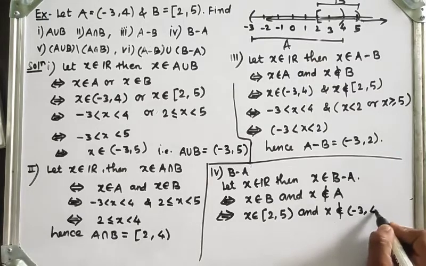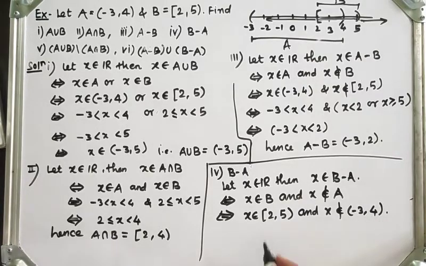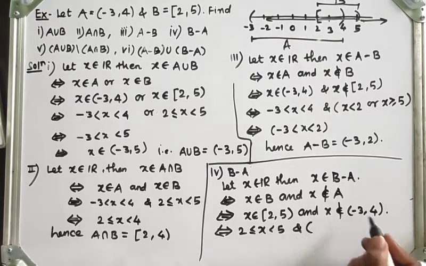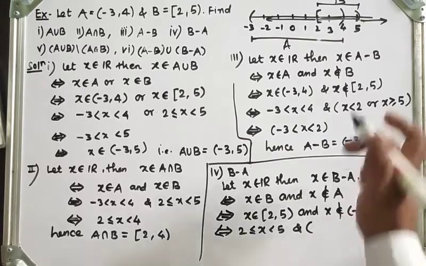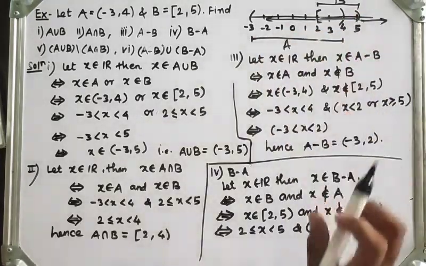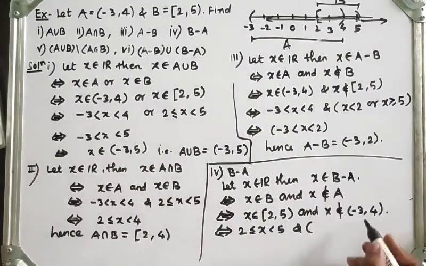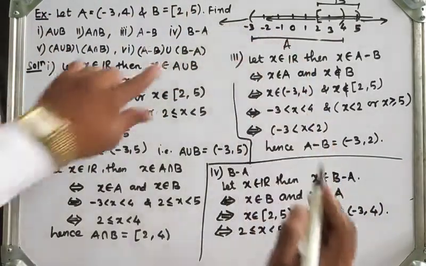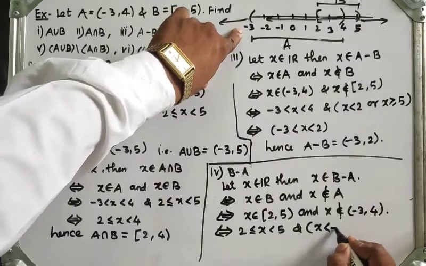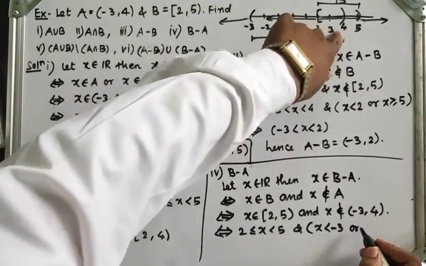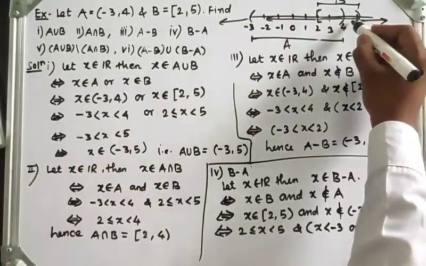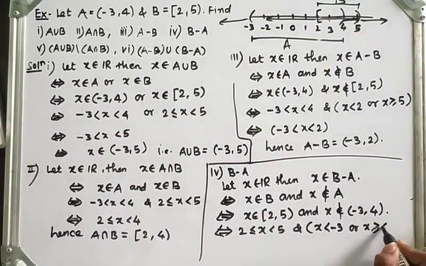So if and only if we get 2 less than or equal to x less than 5, and x does not belong to the interval -3 to 4. That means x is strictly less than -3, or x is greater than or equal to 4.